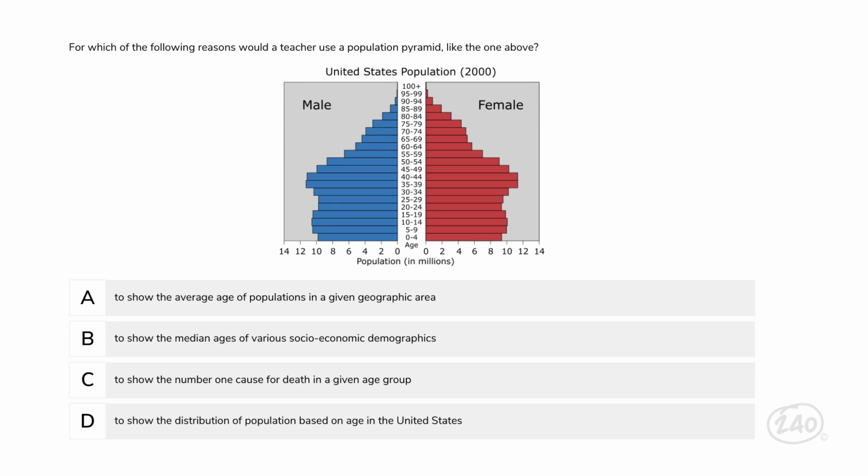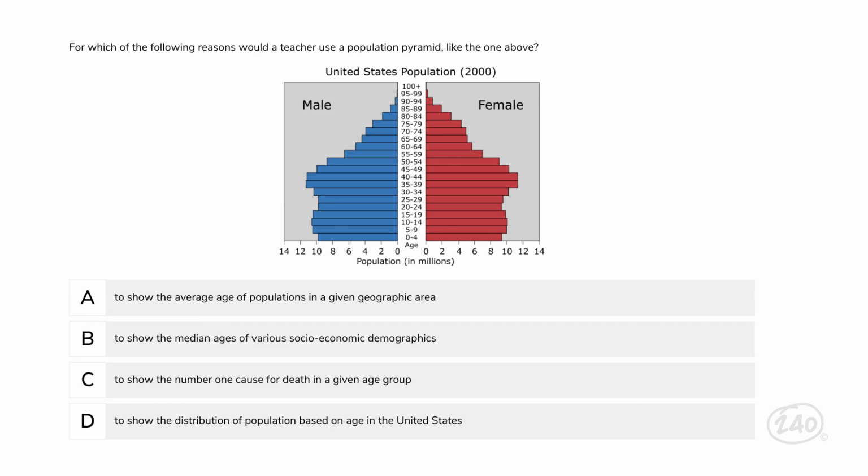In this case, it's a graph. For which of the following reasons would a teacher use a population pyramid, like the one above? So the first thing we want to do is look at the title and labels. We know that this population pyramid is showing the US population in the year 2000. We can also see that this graph will provide information about age, population in millions, and gender. Now let's look at the answer choices and see if we can rule anything out.